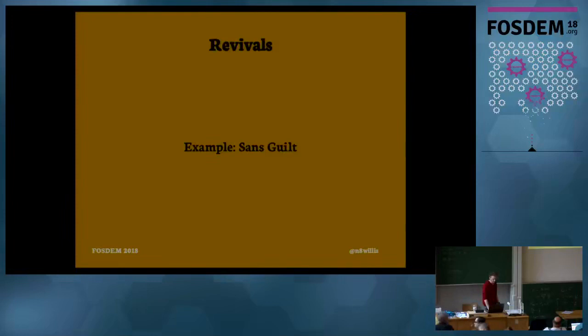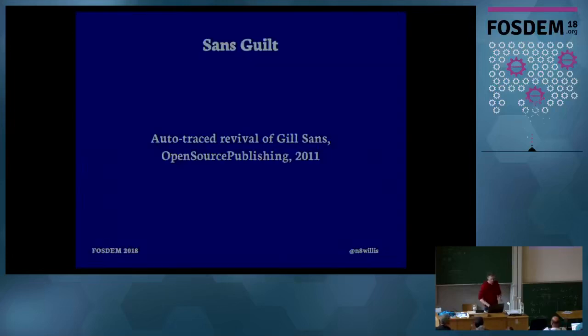An interesting corner case happened here in Belgium, though. Sans Guilt. This was 2011, Open Source Publishing, which is an artist collective. Is there anyone here from OSP? Someone is in town and was maybe going to be here. They auto-traced Gill Sans.